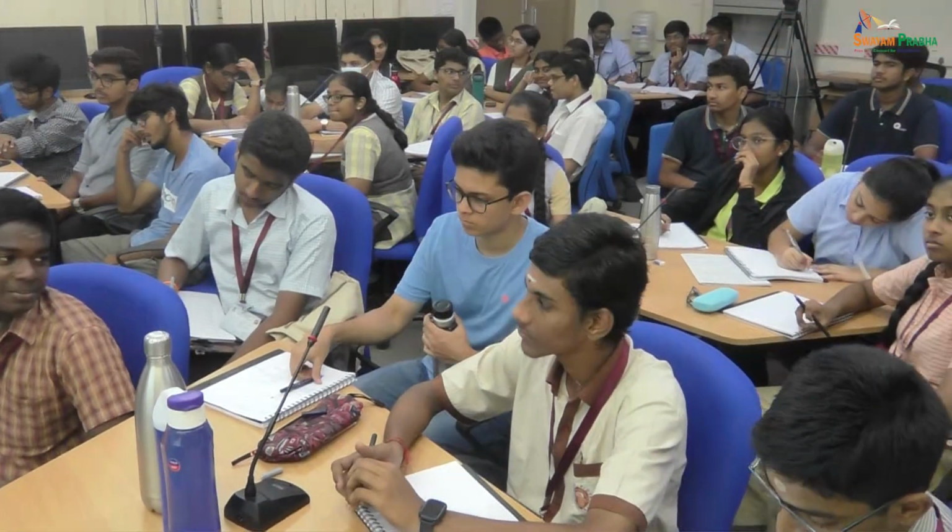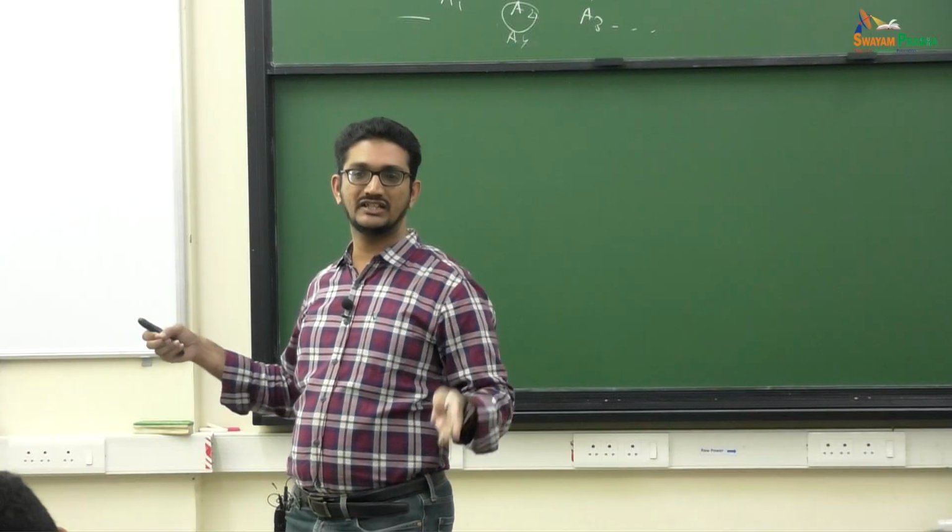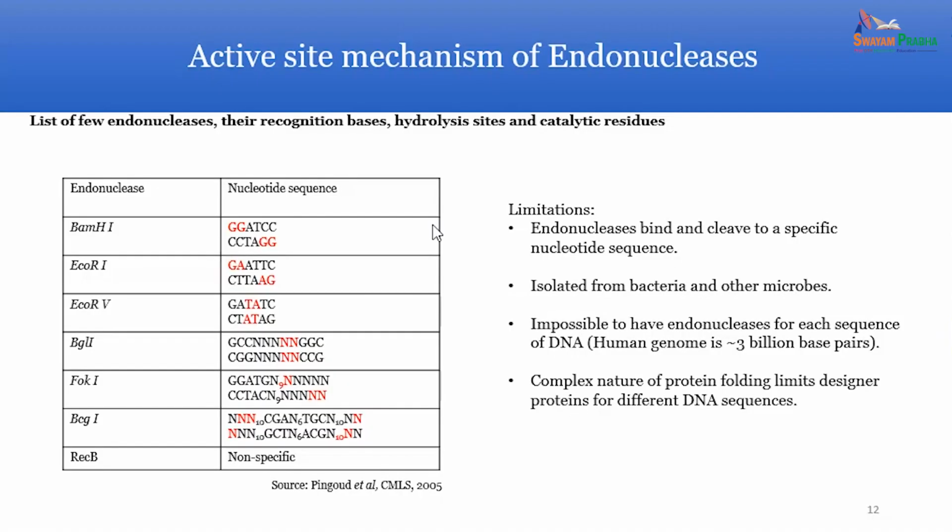So if you see this, all these are palindromic sequences, in the sense GGATCC, then it will be GGATCC on the other strand. Just like somebody asked, there is a parallel and an anti-parallel strand. So this is your parallel strand, anti-parallel strand, GGATCC, GGATCC. For most of the restriction enzymes, these sequences are palindromic in nature. And these are all names of the enzymes.